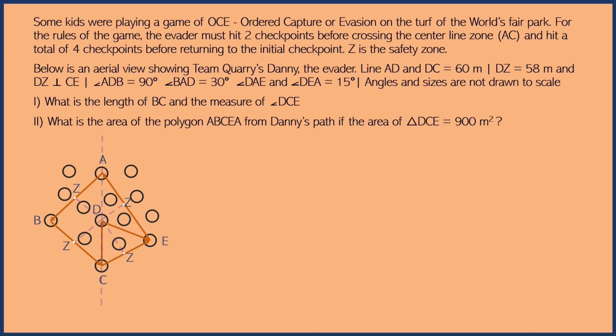Okay, so this problem here has a lot of moving parts, but what is actually the ultimate goal? The ultimate goal here is to find the area of polygon ABCEA. Questions like finding the length of BC and also the measure of angle DCE.